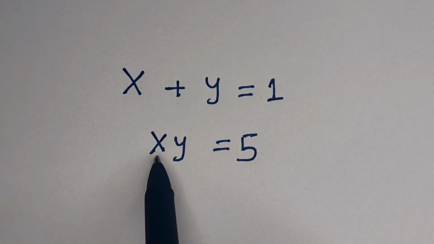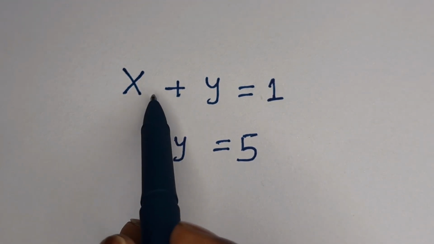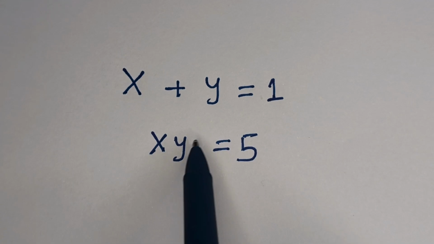Hello, how to solve for s and y in this equation: s plus y is equal to 1, sy is equal to 5.